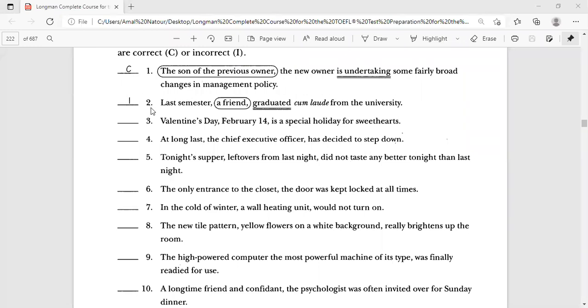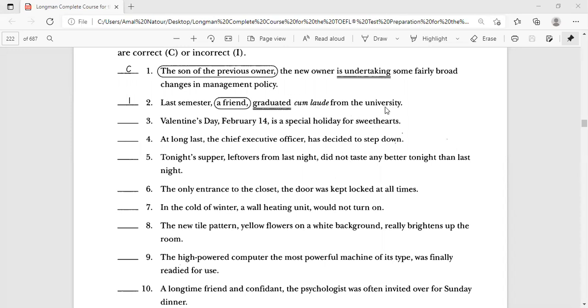What about number 2? Last semester, comma, a friend, comma, graduated from the university. Last semester. Okay, here a friend is an appositive, but there should be a subject. Where is the subject? Who graduated from this university? There should be a subject here. Here the subject is missing. Maybe I can say last semester, Ali, a friend, graduated from the university.